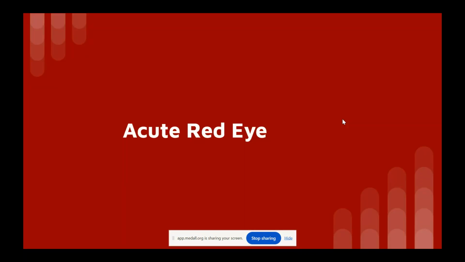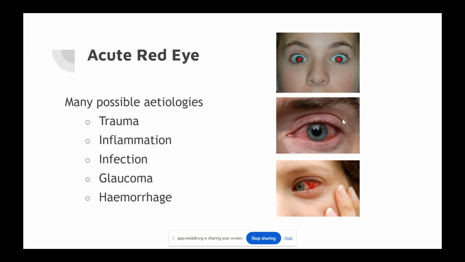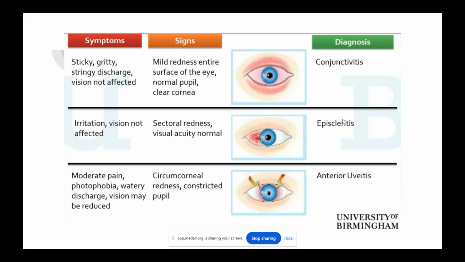Okay, starting with the acute red eye. There are many possible etiologies that could result in an acute red eye, ranging from trauma to inflammation, infection, glaucoma, and hemorrhage, with many different things that can cause them and many different resulting circumstances, in terms of whether it could be just an acute or temporary change in your vision or have more detrimental effects.